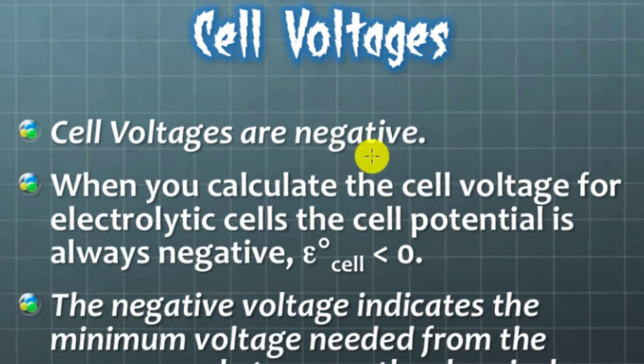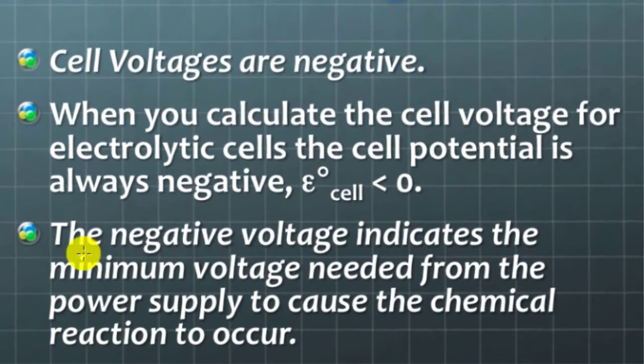So when you're dealing with questions on the AP test or just in general, you need to always recognize whether they are talking about an electrolytic cell or an electrochemical cell, because one is going to have a negative and the other will have a positive voltage. So when we calculate the voltage, the cell potential is negative, and what this is telling us is that the minimum when we get a negative voltage, it's the minimum voltage that we need to add in order to get that chemical reaction to happen. That's the general idea when we deal with electrolytic cells.